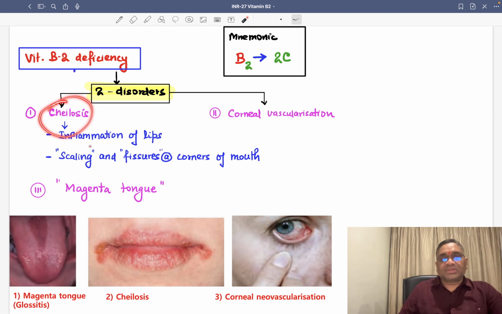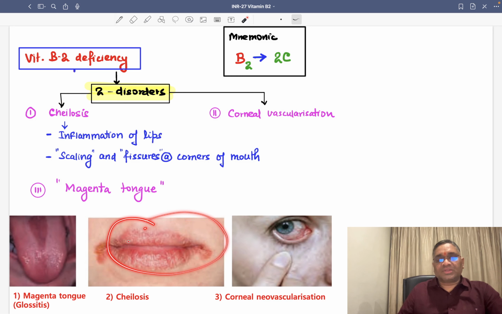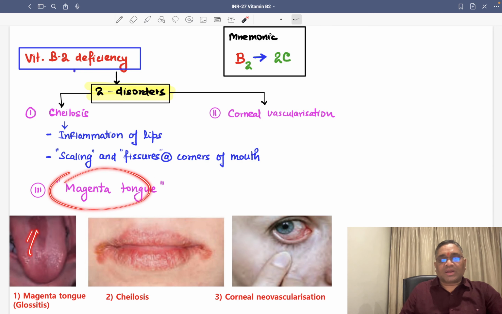And what is chelosis? It is inflammation of the lips and scaling and fissures at the corners of the mouth. So you can see this is the inflammation of the lips, scaling and fissuring is at the angle of mouth. This is called chelosis. Right, you will also see the magenta tongue. So this is magenta tongue because of glossitis. So magenta tongue is because of glossitis.